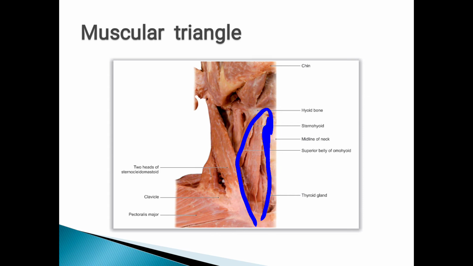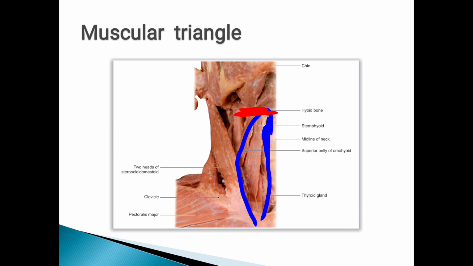the boundaries of this muscular triangle are, we have anteriorly the anterior median line which extends from the hyoid bone. Here you can see this is the hyoid bone which I am marking with the red color. Okay, then the anterior median line means a line which is extending from the hyoid bone to the suprasternal notch or to the sternum.